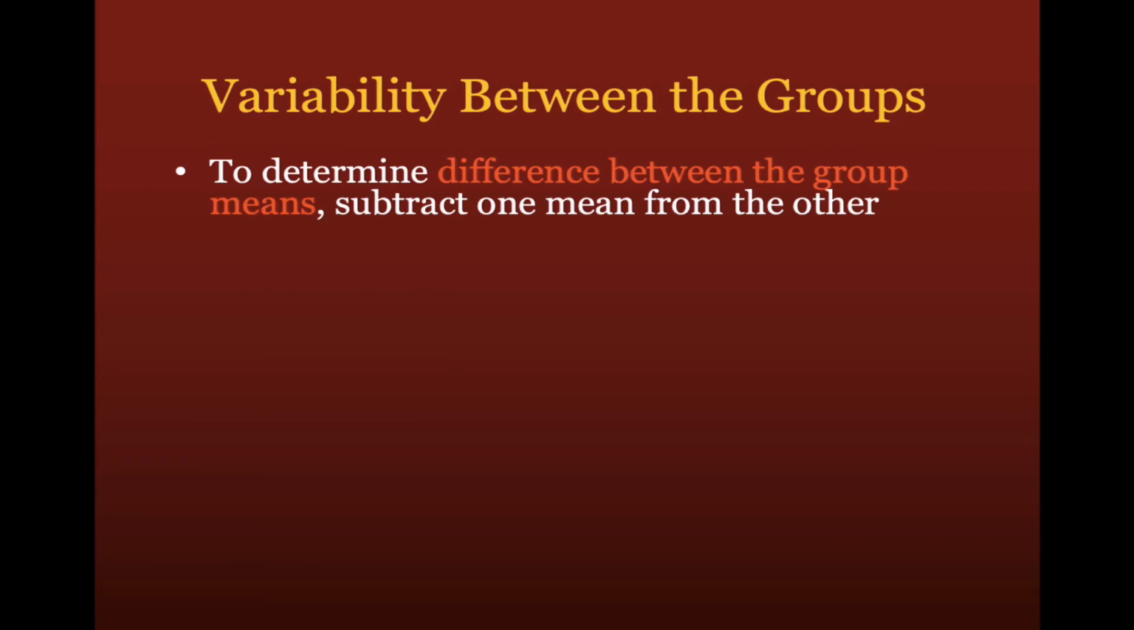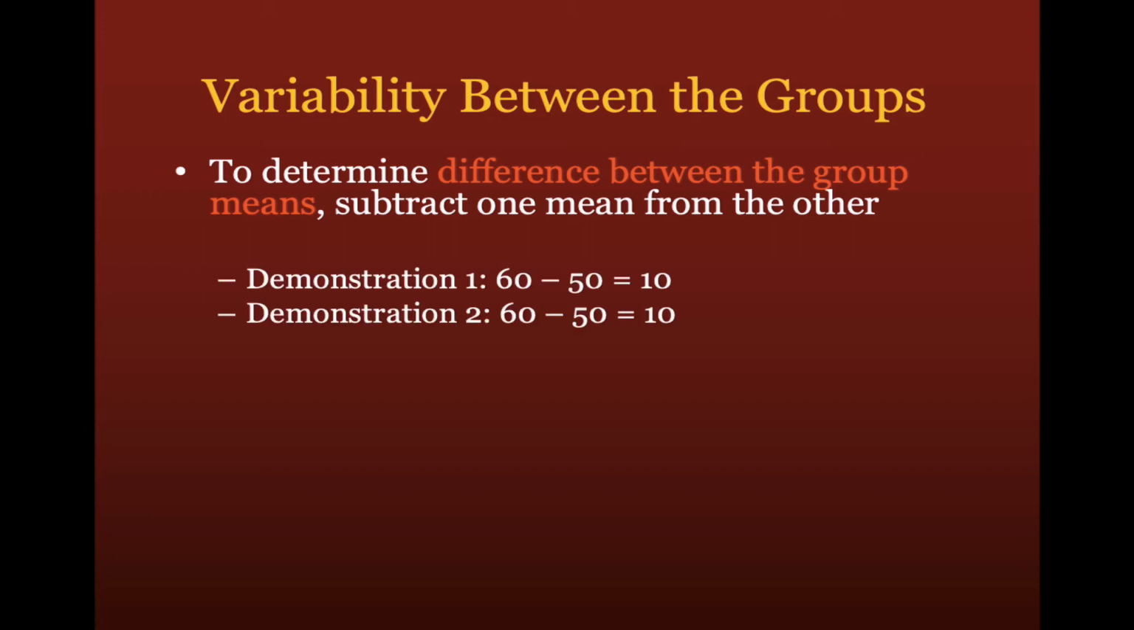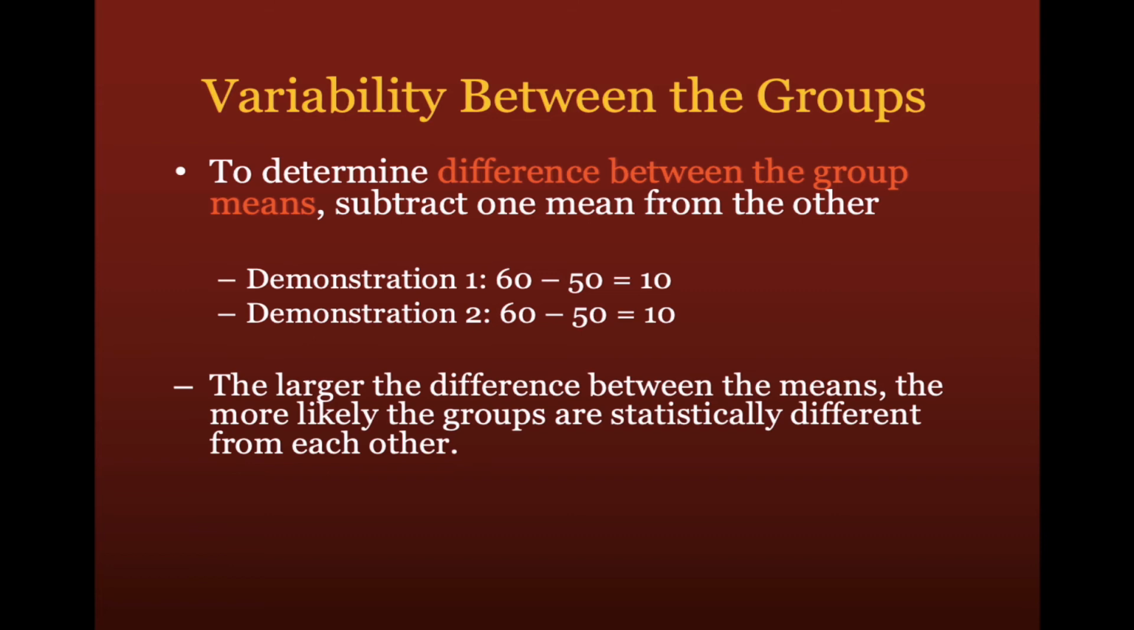All right, so again, to determine if there's a difference between the groups, you're going to just basically subtract one mean from the other. So we're just going to take the difference of our two means. So for demonstrations for conditions A and B, which is 60 minus 50. For C and D, again, it's 60 minus 50. For both, the differences between A and B and C and D are going to be 10. So hang on to those numbers.